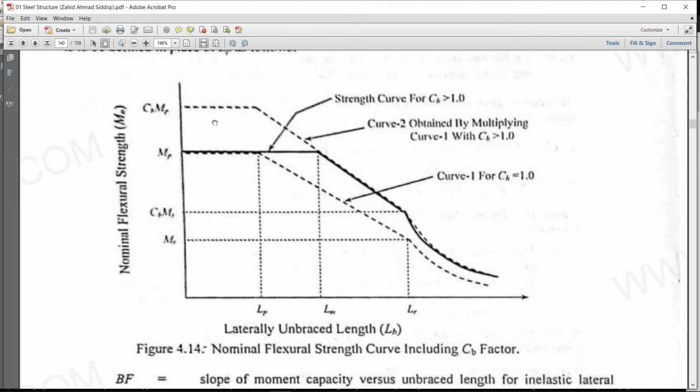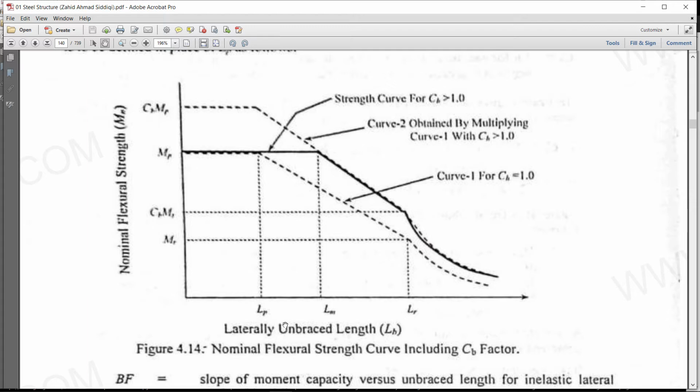So when we will use this new curve, the AISC code recommends that we use the new curve like this solid line. Okay, the new parameters, and the limiting length, that will be LM. So if our LB is less than LM, when we apply the CB, just like in the previous case we used the criteria LP.